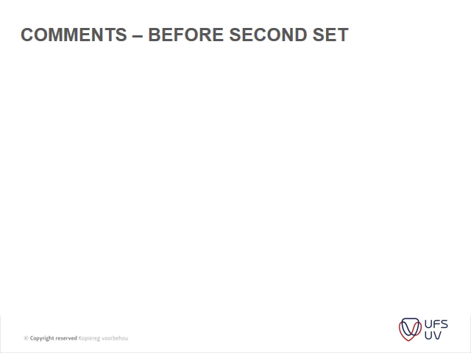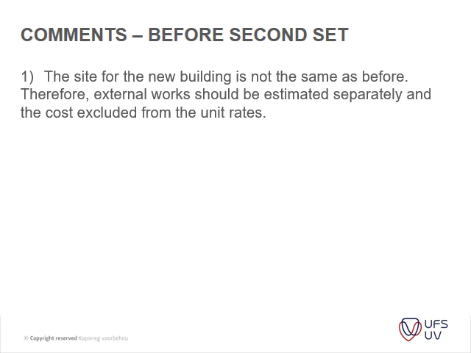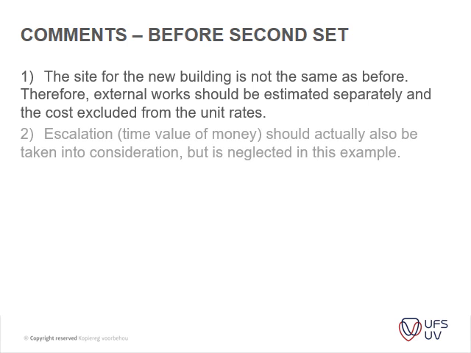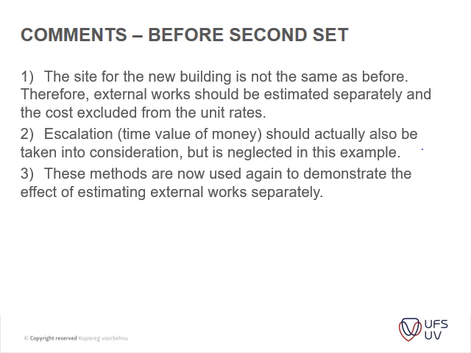Okay, so I'm just going to stop the video here and then I'll make a new video, but these are a few comments on the calculations that we did. The site of a new building is not the same as before. Therefore, external works should be estimated separately and the cost excluded. You can go through this. I'm going to go through these items again in the next video. Basically, we did a very basic calculation here in this video, and in the next video we're going to improve on that.